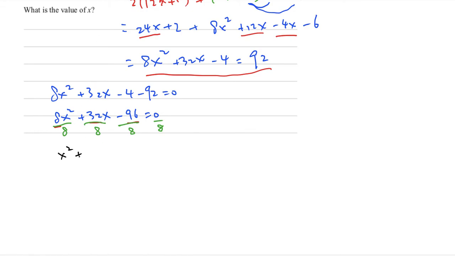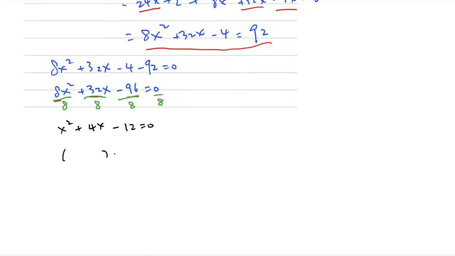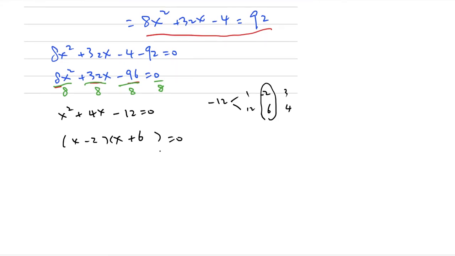So hence x squared plus, what times 8 gives you 32? 4. What times 8 gives you 96? Use your brain. No calculator. 12. Okay, that's a lot easier, right? That's a lot easier. Two numbers multiplied together equal -12. Added together equal 4. So 1 and 12, and 2 and 6, and 3 and 4. Okay, you can see this one is the 1, so we want to have the negative on the smaller one, so hence it is -2 and positive 6. That equals 0, so hence x equals 2 or -6.